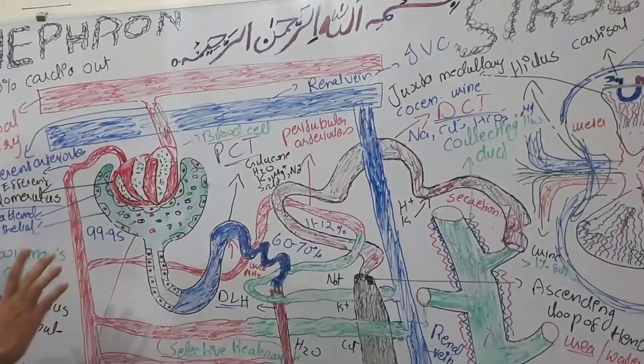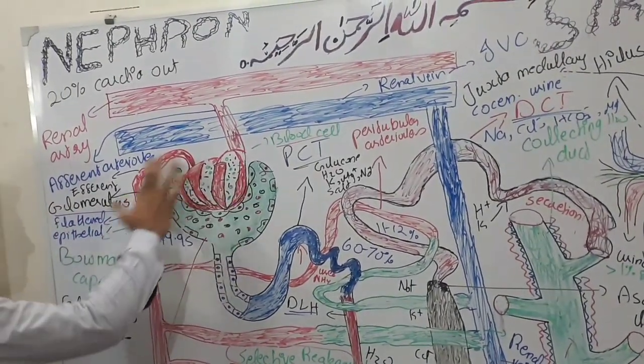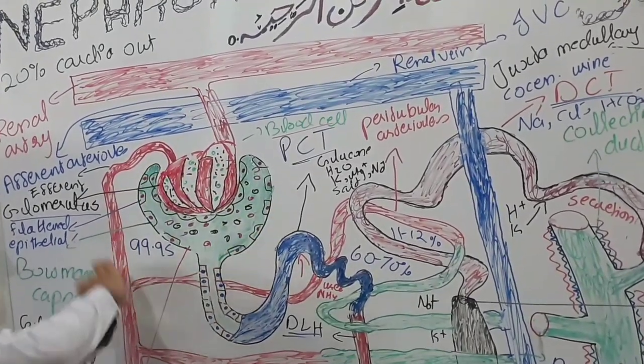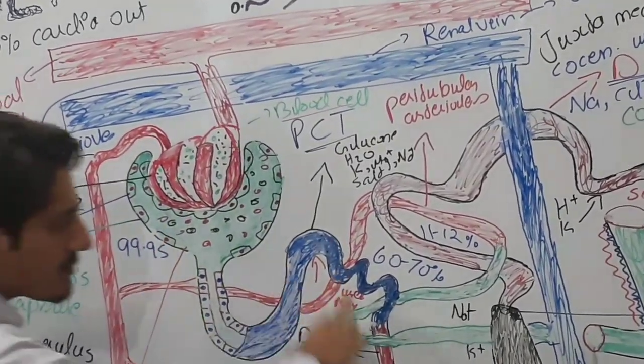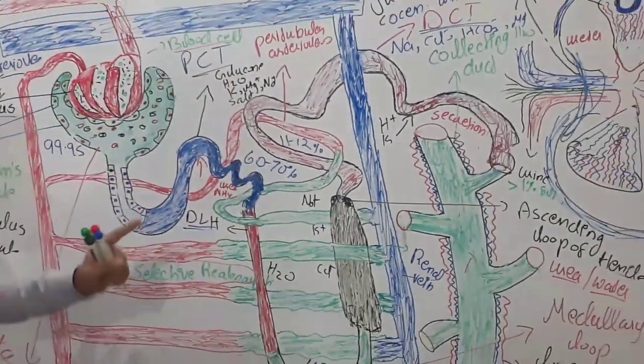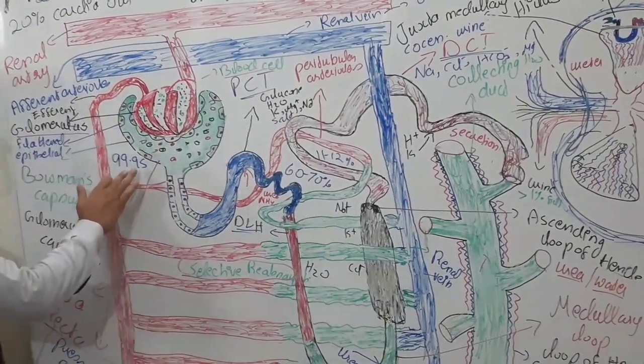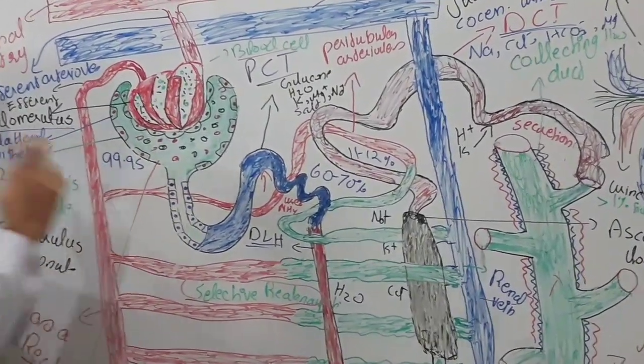The structure of the nephron is divided into two parts. The first one is the renal corpuscle. This portion is called the renal corpuscle and the remaining portion is called the renal tubule. So the structure of the nephron is divided into two parts. The first one is the renal corpuscle. The renal corpuscle consists of two things.